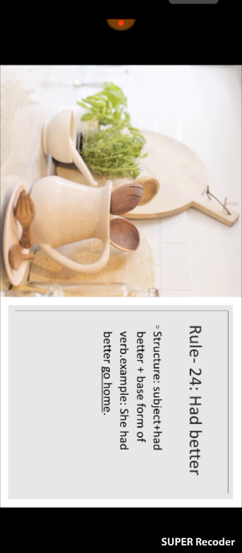Okay, dear students, see the next rule. Rule 25, would rather or sooner. I would rather die than beg. You should remember, after would rather or sooner, we should use a verb, then another verb. If you find would sooner or would rather in any sentence, you should use two verbs, and in the middle you should use than.